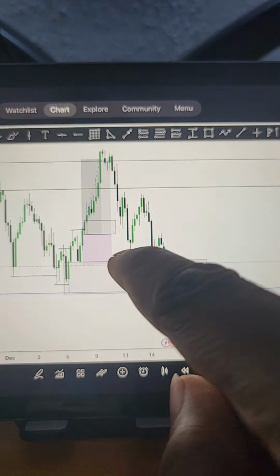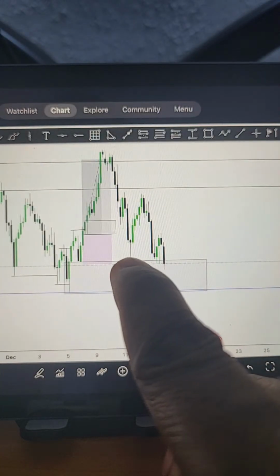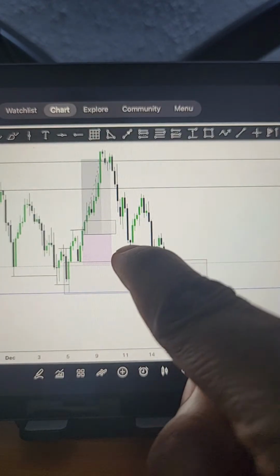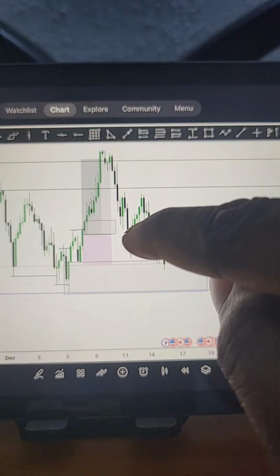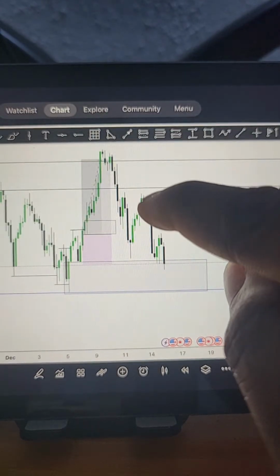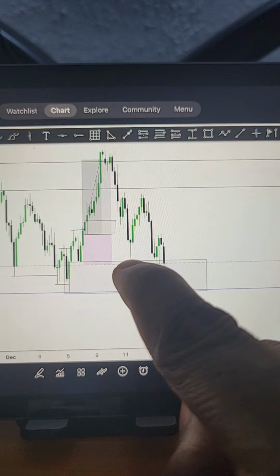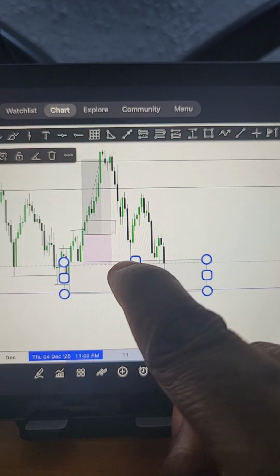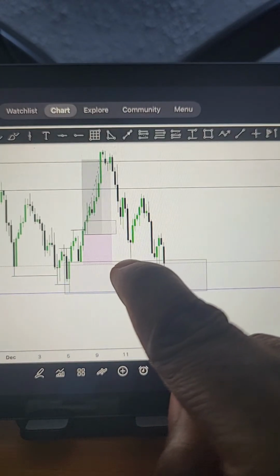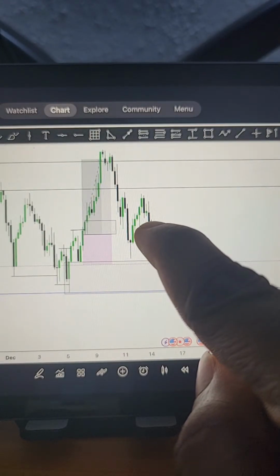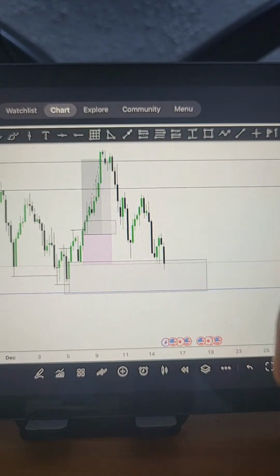Even if you can check, there is an engineered liquidity here, so you can see that price did as if it wanted to react from here, and then price came down and took out this liquidity here. So those people that set their stop loss here, price would have come back and taken them out. So this is an engineered liquidity.